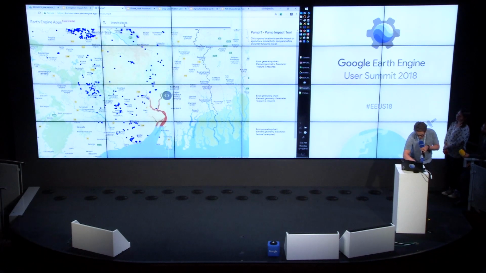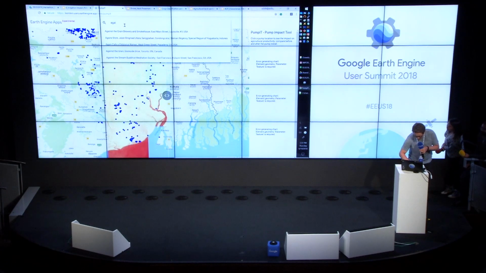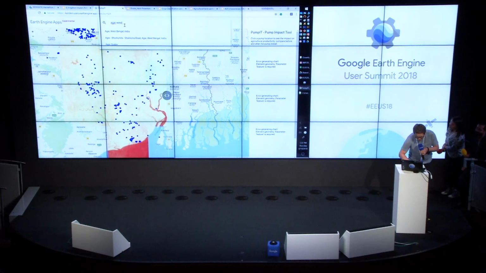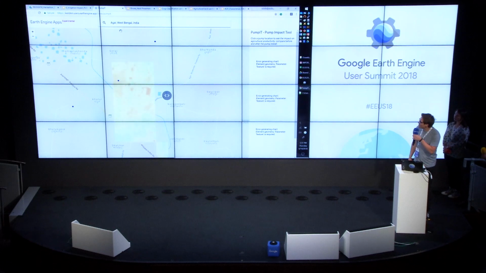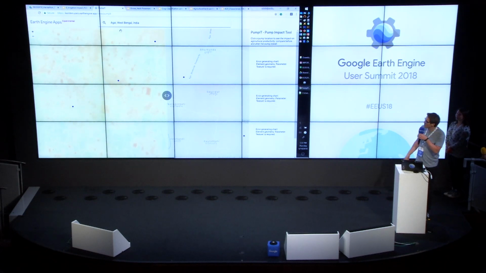So let's go to the place of Agai in West Bengal, which is where all these pumps are located. You can see all the blue points. These are all the pumps. They're loaded from a shapefile asset, actually, because fusion tables don't work with apps. We didn't figure out why, but they don't. Anyway, you can see these pumps.